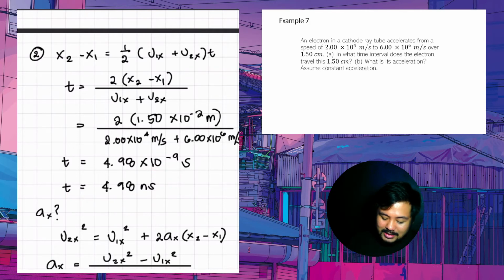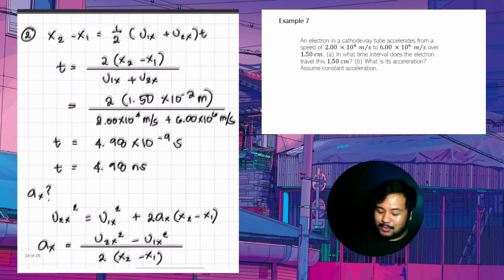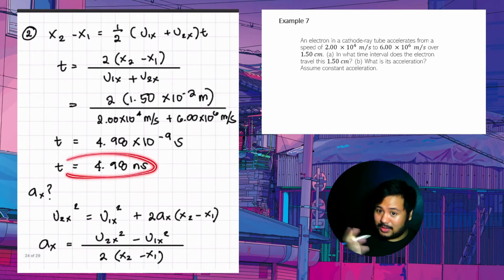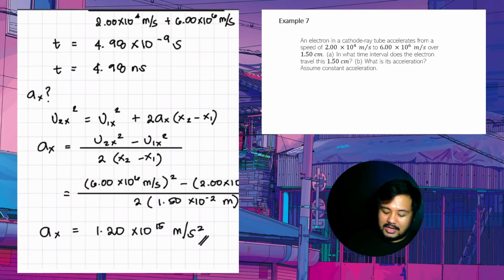Okay, but for me, I could make use of this equation: v2x squared equals v1x squared plus 2ax times x2 minus x1. I will not be using the time t, but if you want, you could make use of that one. I'll just stick with my rule of thumb: if the given is enough, then I will make use of the given. So I'll calculate for the acceleration. This is just equal to v2x squared minus v1x squared over 2 times x2 minus x1.